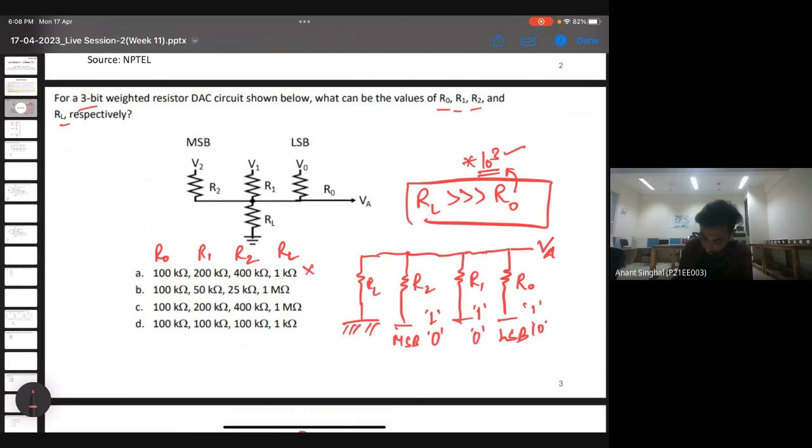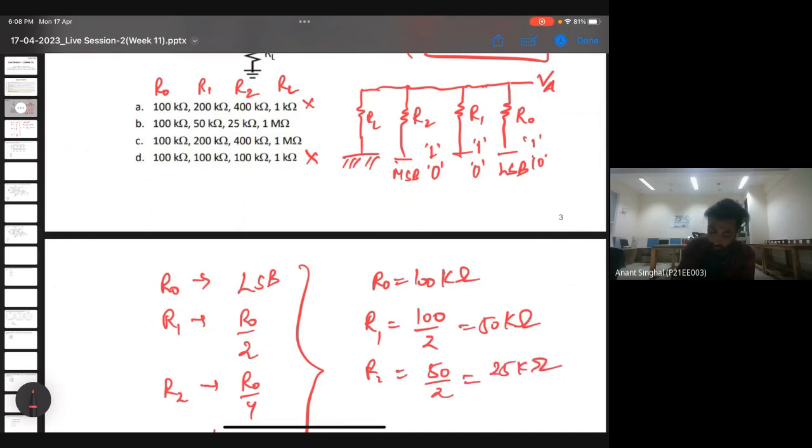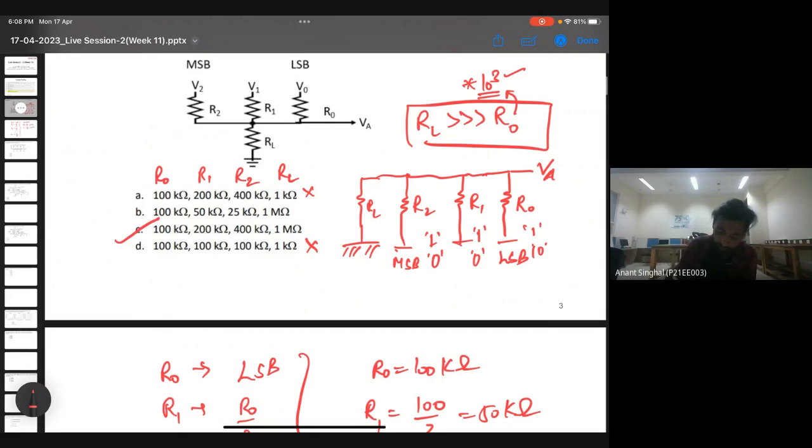So options A and D get eliminated directly. And from options B and C, we can see that there is an inverse relation between the two options. We know that R1 is nothing but R0 by 2. In the options, R0 is given as 100 kilo ohms. So if you calculate R1, it will be 100 by 2, which is 50 kilo ohms, and R2 will be 50 by 2, which is 25 kilo ohms. So the correct answer to this question will be option C. Sorry, it is option number B.